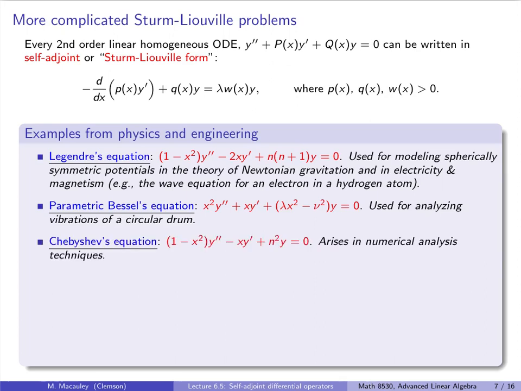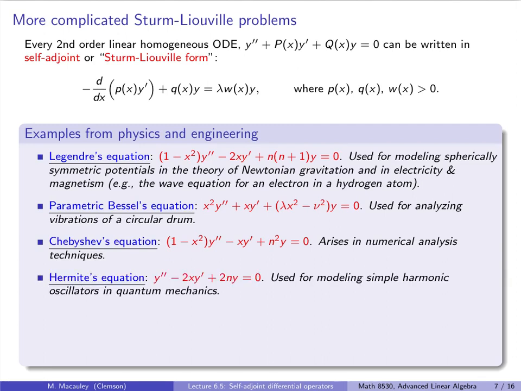Chebyshev's equation. This is (1 minus x squared) y double prime minus xy prime plus n squared y equals 0. This arises in numerical analysis techniques. Hermite's equation, y double prime minus 2xy prime plus 2ny equals 0. This is used for modeling simple harmonic oscillators in quantum mechanics.